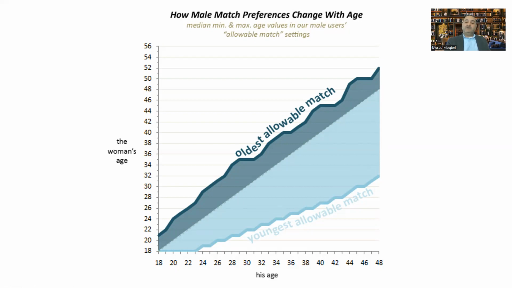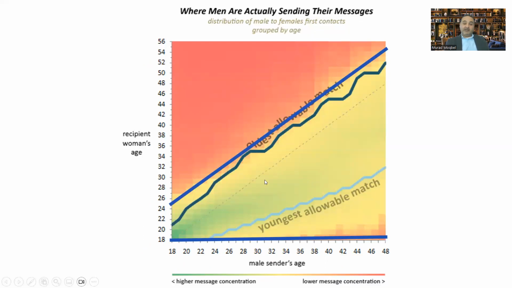Now let's see if they really stick to this range when messaging. Again, they stick to the range in the early ages, but as time goes on and they get older, they send messages to much younger females. For example, this 48-year-old male is messaging a female who is around 24 years old. So this graph tells us a lot, and those are great representations of data.